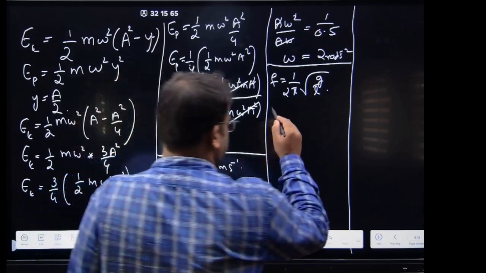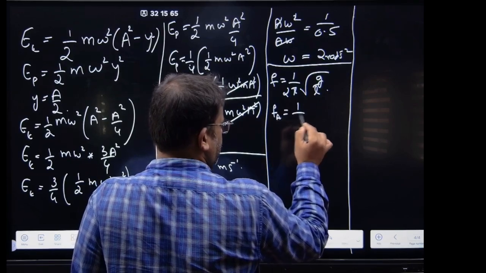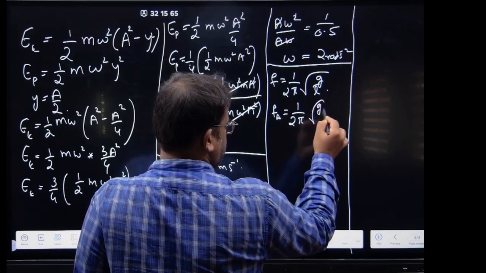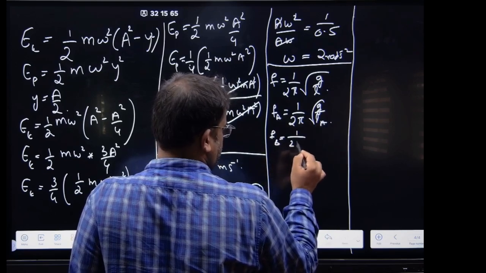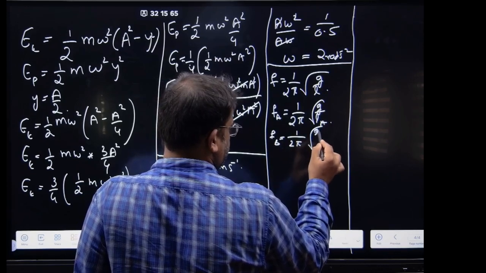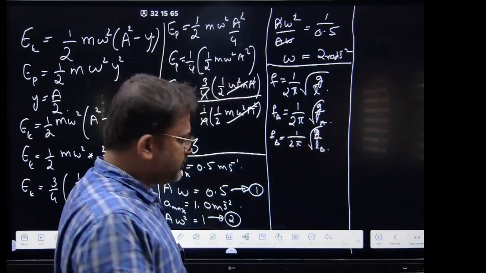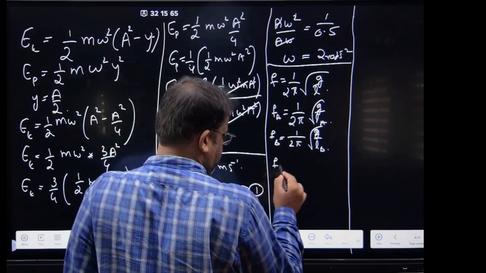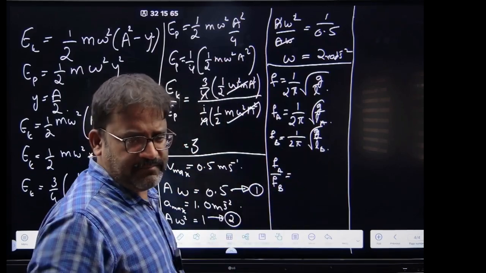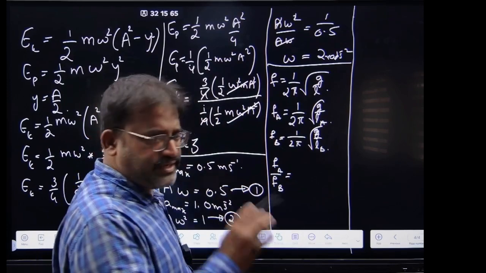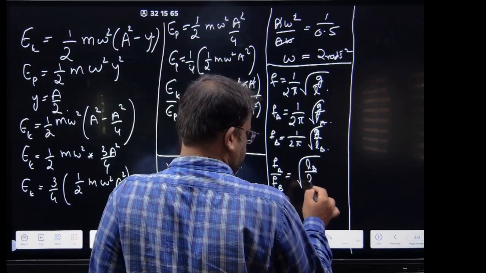Frequency of A is equal to 1 by 2 pi root G divided by length of A. Frequency of B is equal to 1 by 2 pi root G divided by length of B. Now divide the equations, we are going to get FA by FB equal to 1 by 2 pi, 1 by 2 pi cancels, G cancels, and here we are going to get root of LB by LA.